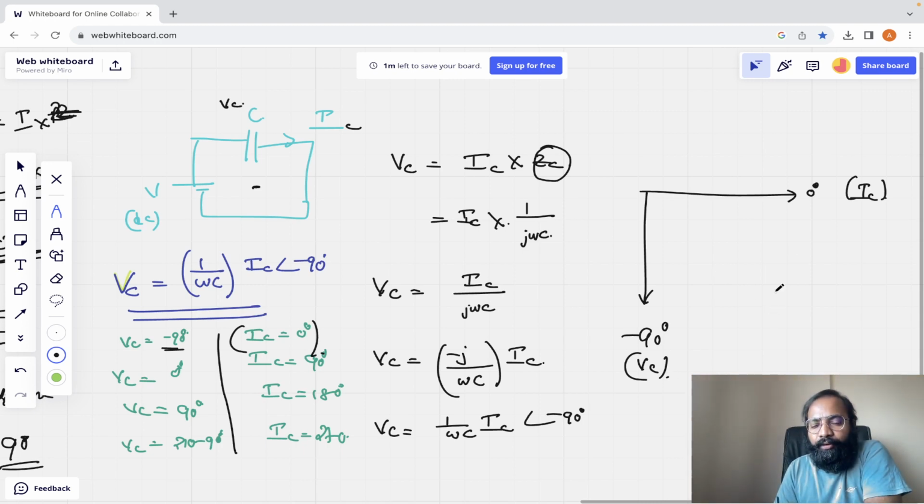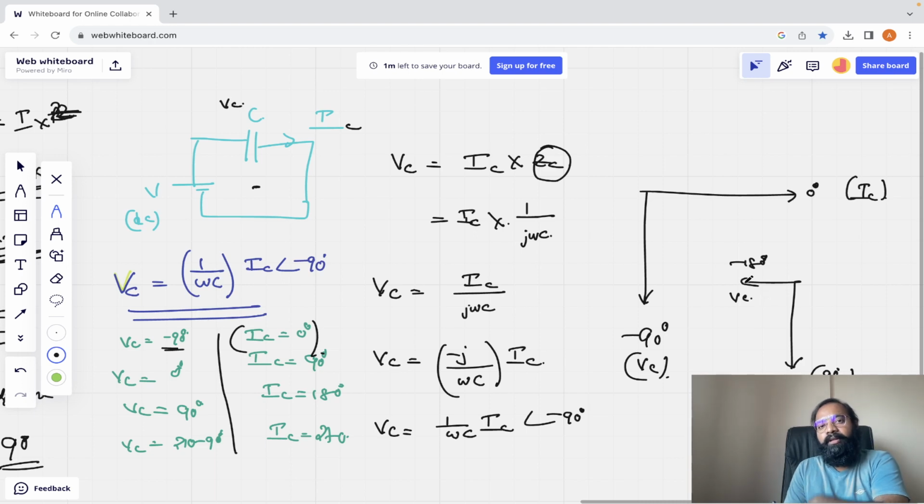Okay. So if you are taking the IC at a minus 90 degrees, then what about your VC? Minus 90 minus 90 becomes is equal to minus 180. So this will be your VC. So in the case of capacitance, always the current is leading the voltage with 90 degrees. So all of you understand?